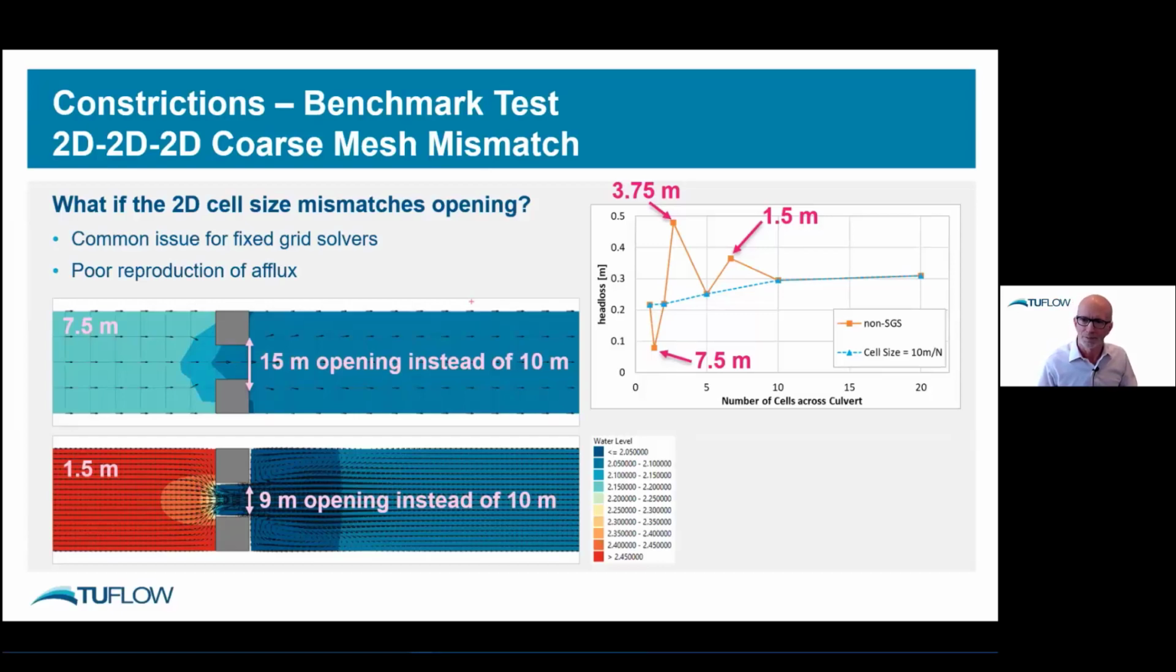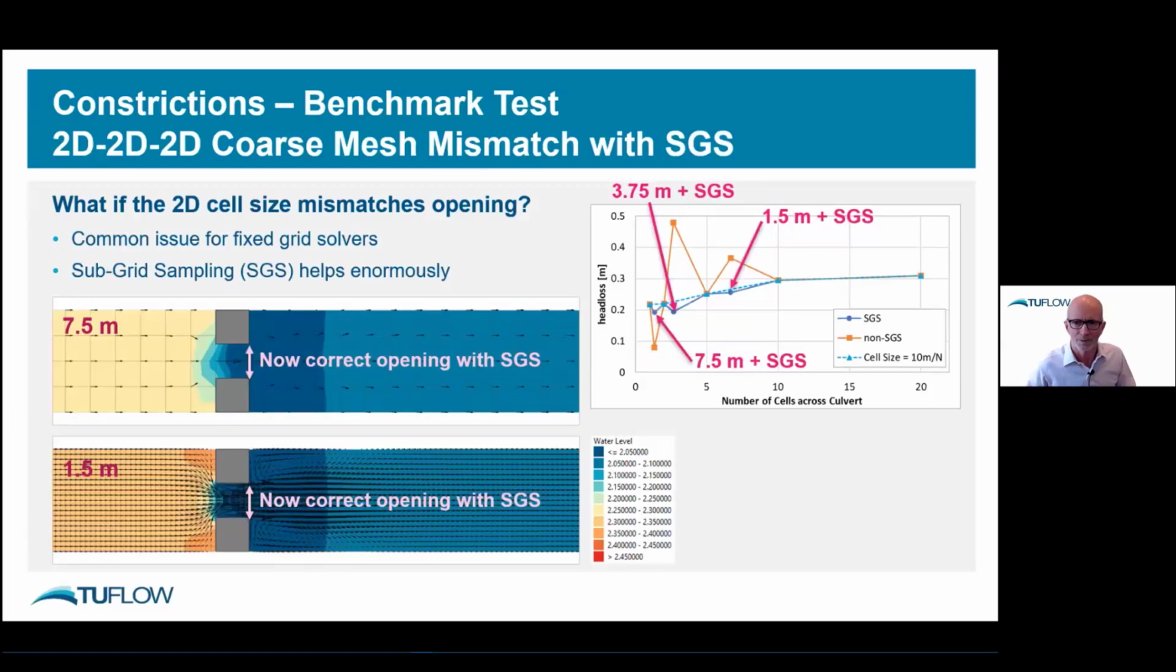But we do have a quite nice solution for that. If you turn subgrid sampling on in TUFLOW, that helps enormously, and you get a much closer match to a nice fixed cell size that fits in there perfectly. So it's not exactly there, but it's giving a much better result. So if you are modeling any of these structures, make sure you have your subgrid sampling on.